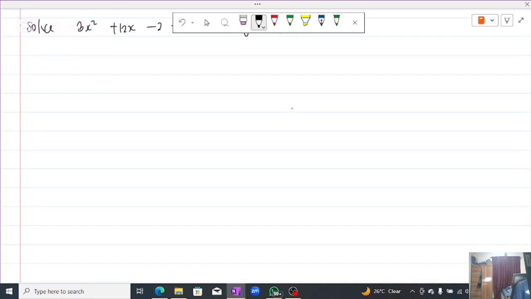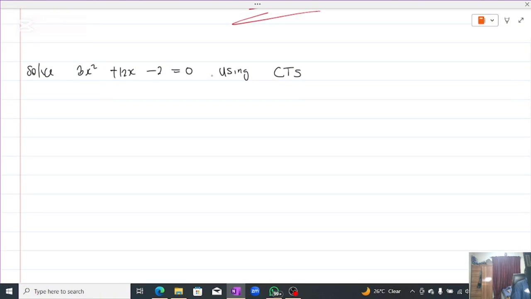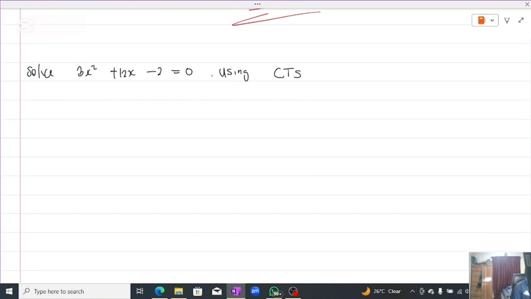Now, I understand that your teacher might have told you in school that all you need to do is divide through by 3. Please do not do that. It is not really advisable because some questions will tell you to put it in the form a(x plus b) square plus c. Even some will tell you a in bracket of x minus b square plus c. So it is better that you don't divide through by 3. So what do you do? You factor out.